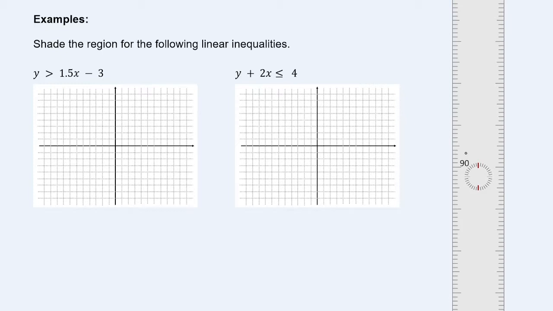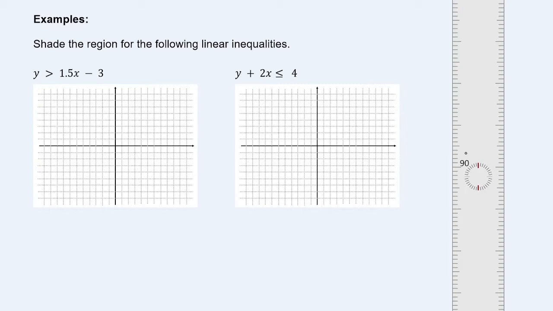The first inequality looks like our y equals mx plus b format, so this one's going to be quite easy. We've got y is greater than 1.5x minus 3. So we can do a couple of things. We can just use our gradient intercept form and information to draw this line and then graph the region.